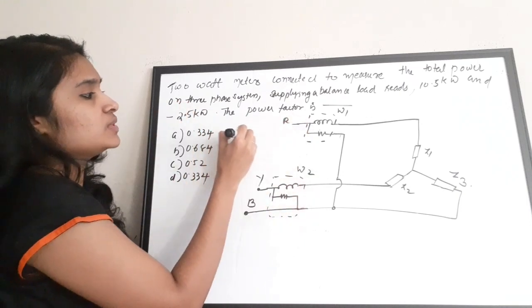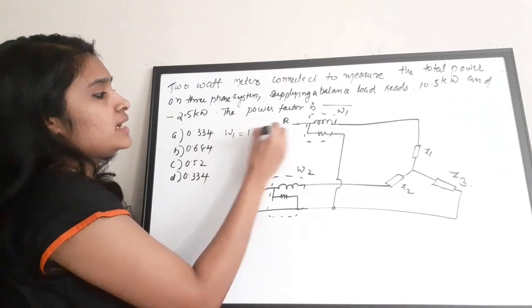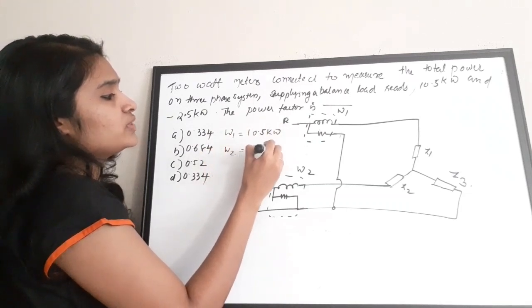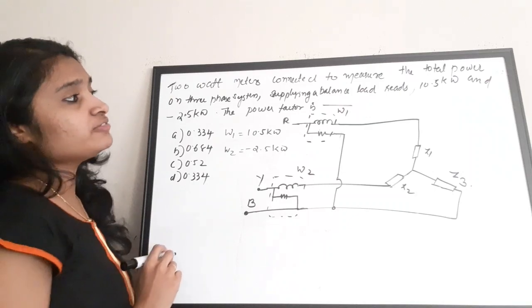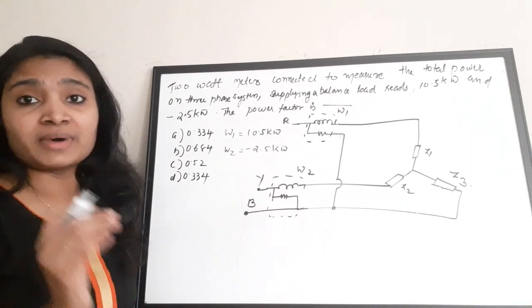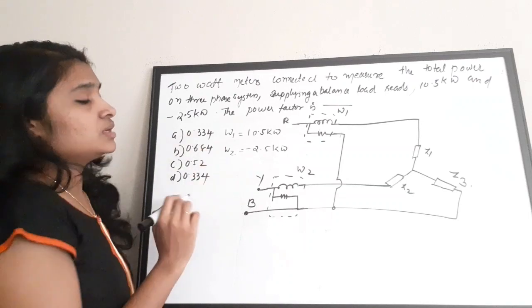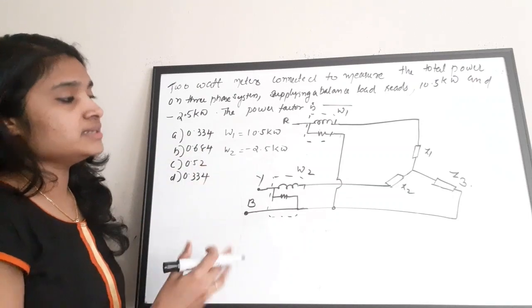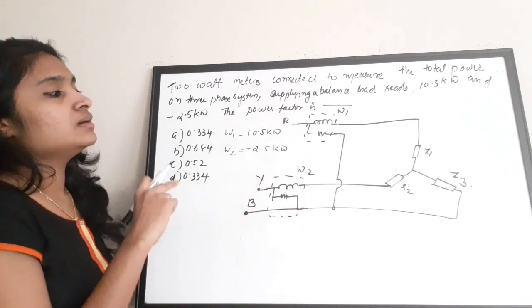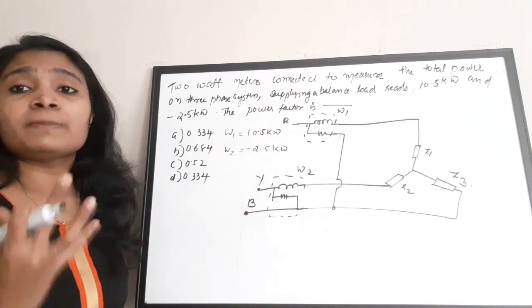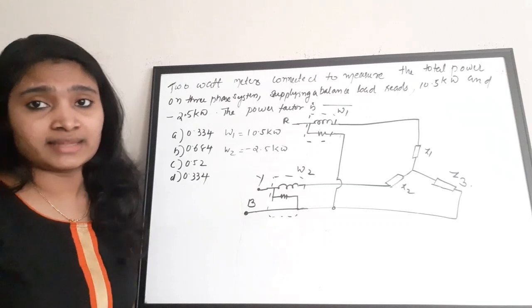Say W1 is equal to 10.5 kilowatt and W2 is equal to minus 2.5 kilowatt. The question is, the power factor is dash. We need to find the power factor. But before going into the power factor, if W1 is 10.5 and W2 is minus 2.5, what is the total power? The question can also be like that, right?